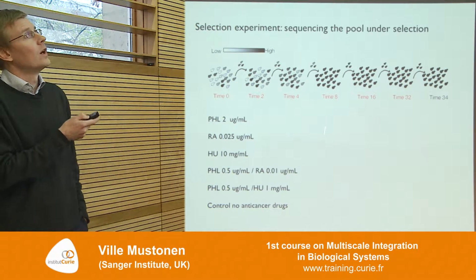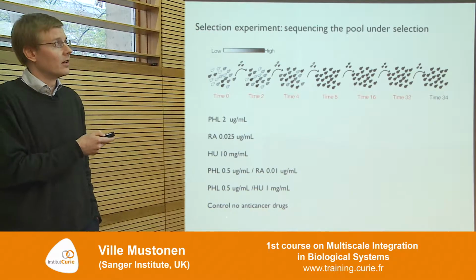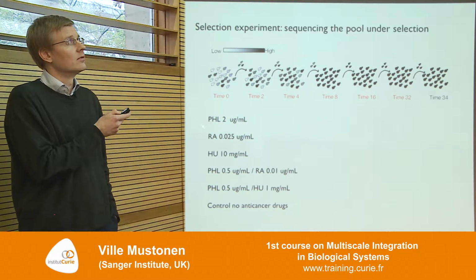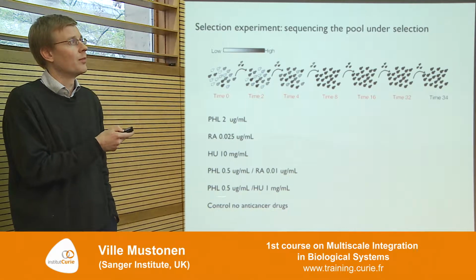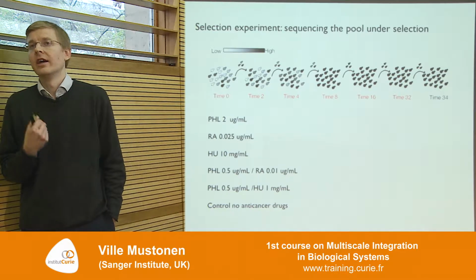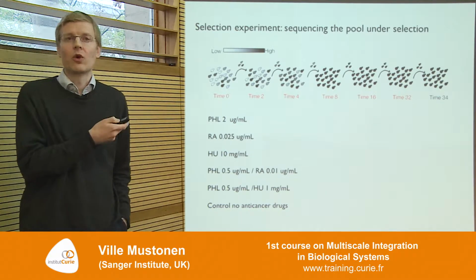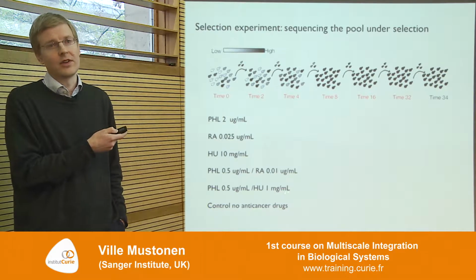And what you see here, we have 5 different settings: phleomycin drug, then rapamycin, hydroxyurea, then some combinations. And in these experimental evolution experiments, you always have a control condition. So this control is you propagate it without anything.